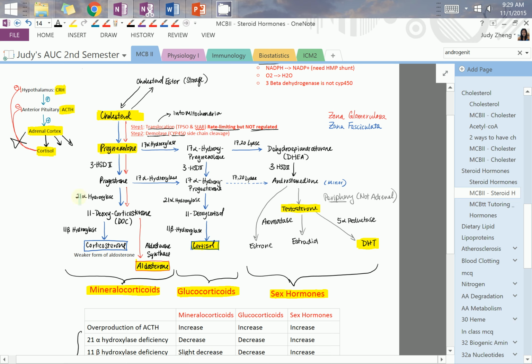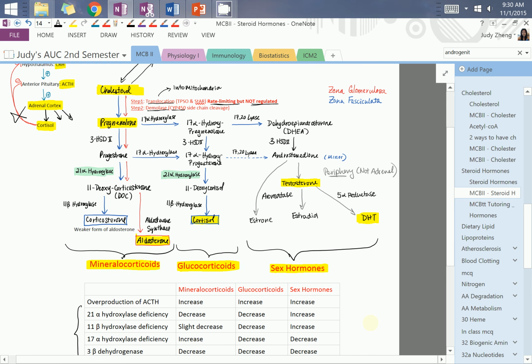So 21 hydroxylase is right here, and it's here. So as you can see here, it's present in 2 of these pathways. It's present in the pathway leading down to the mineralocorticoids, and it's present in the pathway leading down to the glucocorticoids. So what you would expect is with the 21 alpha hydroxylase deficiency, you won't be making any mineralocorticoids. So there'll be a decrease in mineralocorticoids, and there'll be a decrease in glucocorticoids.